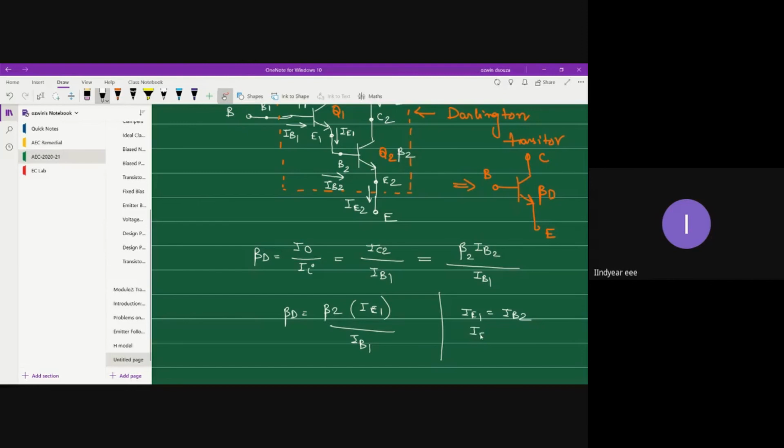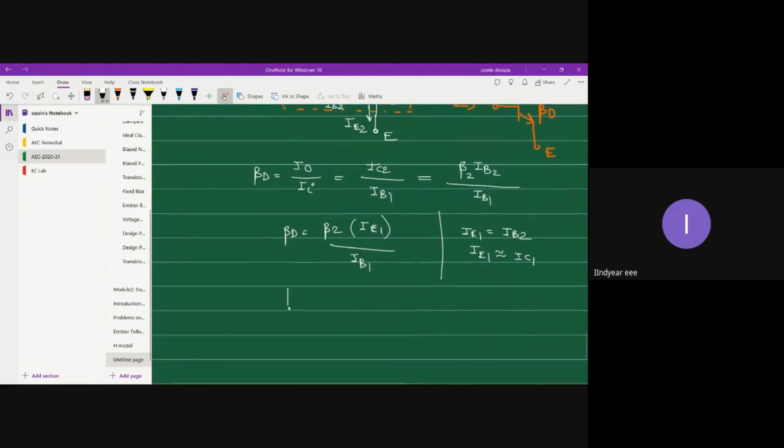And IE1 approximately can be written as IC1, right? So you can write beta D is equal to beta 2 into IE1. So approximately IE can be written as IC. So it is IC1 divided by IB1.